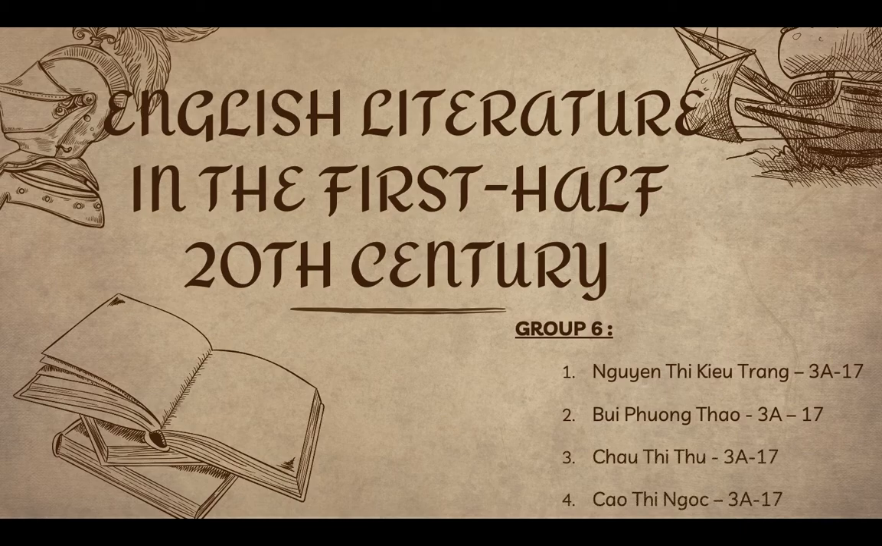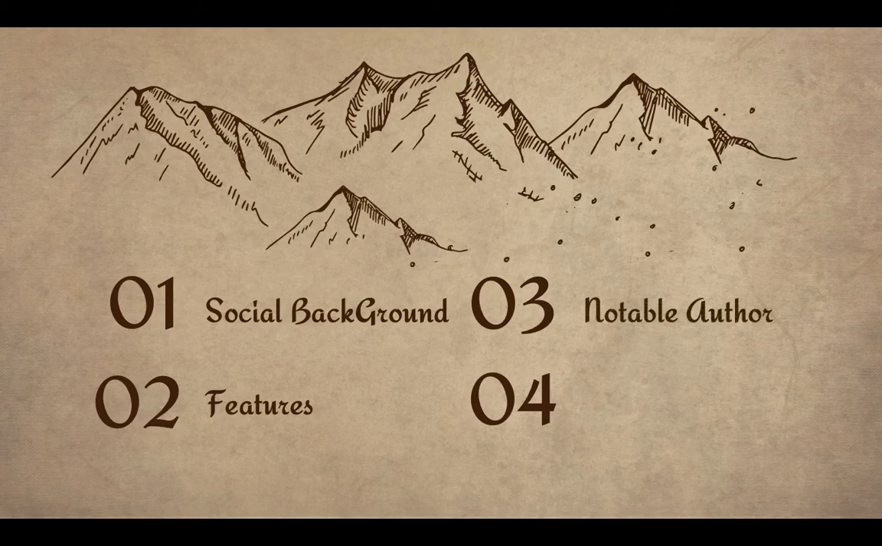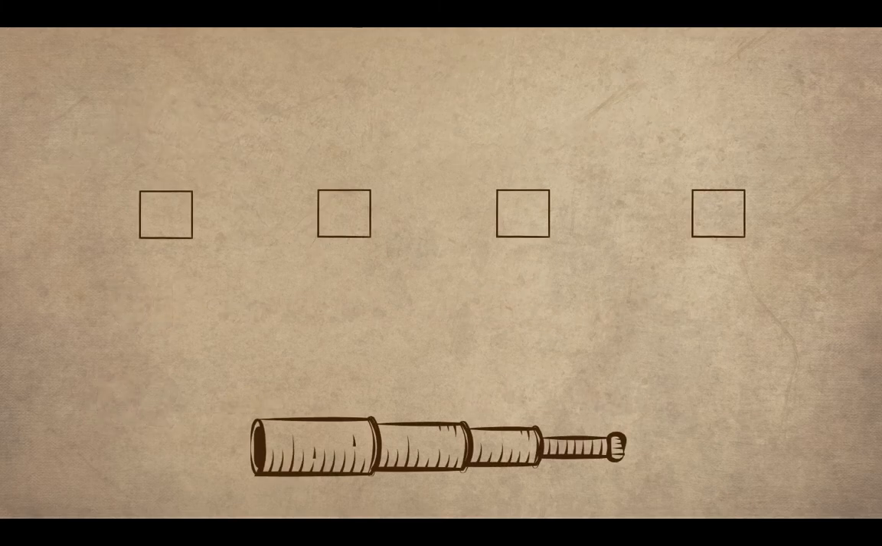Today, we are going to discuss the topic English literature in the first half of the 20th century. Our presentation has 4 parts: social background, features, notable authors, and the last one, notable works. Each of our presentations will last 10 minutes. If you have any questions, please let us finish and we will answer after that.